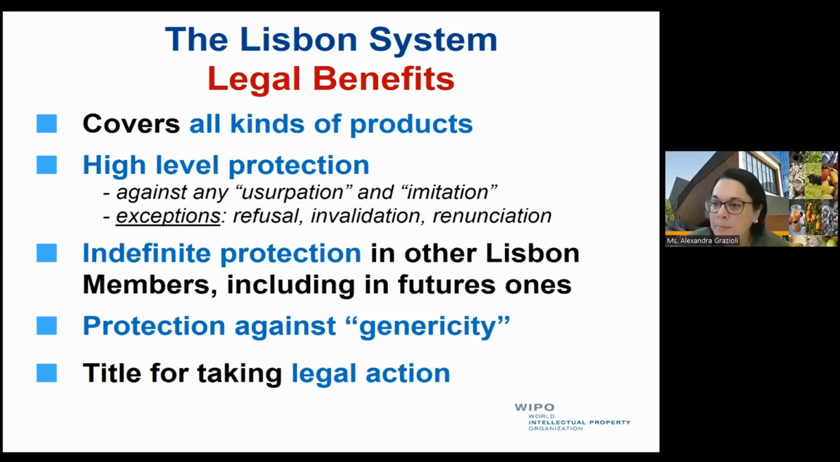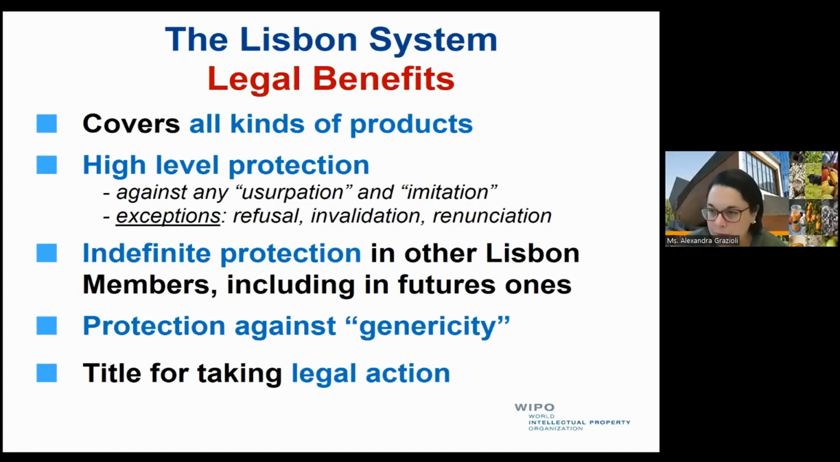Of course, every member of the system has the right to decide whether or not it can protect the geographical indication on its territory. So the decision to protect remains national, but once you obtain that protection, you have that very high level of protection, which is fixed by the Lisbon Agreement. The protection is also indefinite, so there is no possibility for a country to ask for renewal fees in order to maintain the protection of your GIs in the Lisbon system.